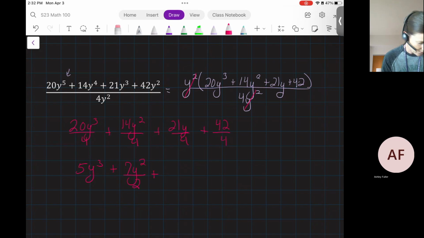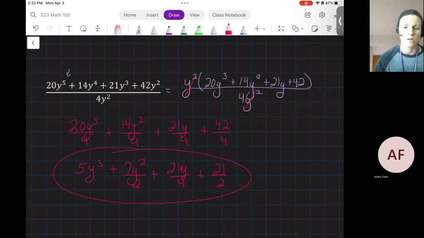In this case, 21 and 4 do not have a common factor, so I'm left with 21y over 4 remaining, and then 42 over 4, both are divisible by 2, and I'm left with 21 over 2.